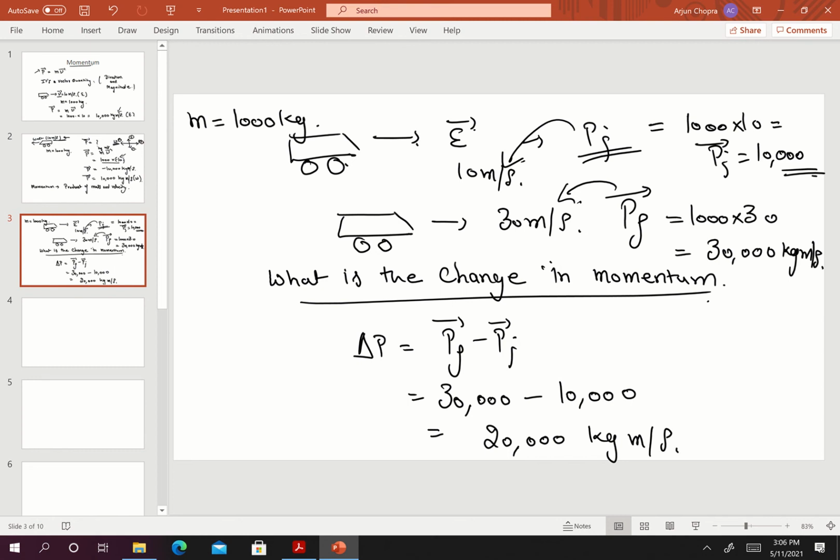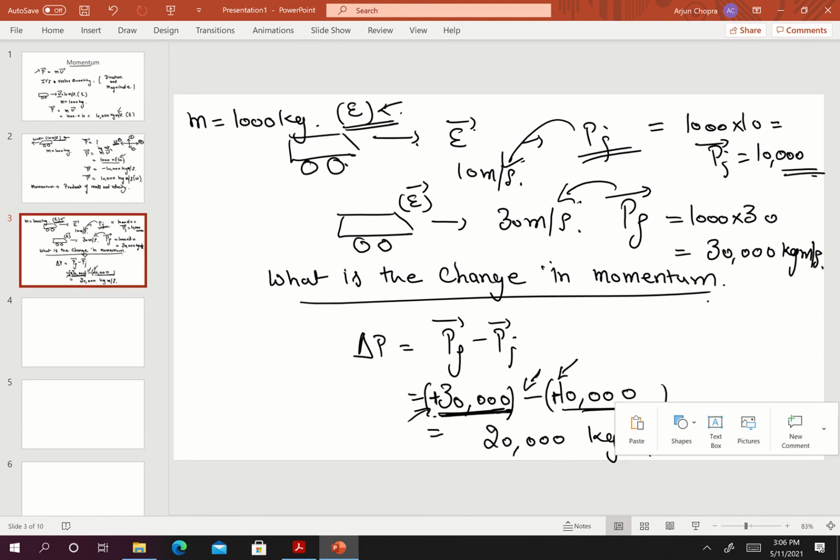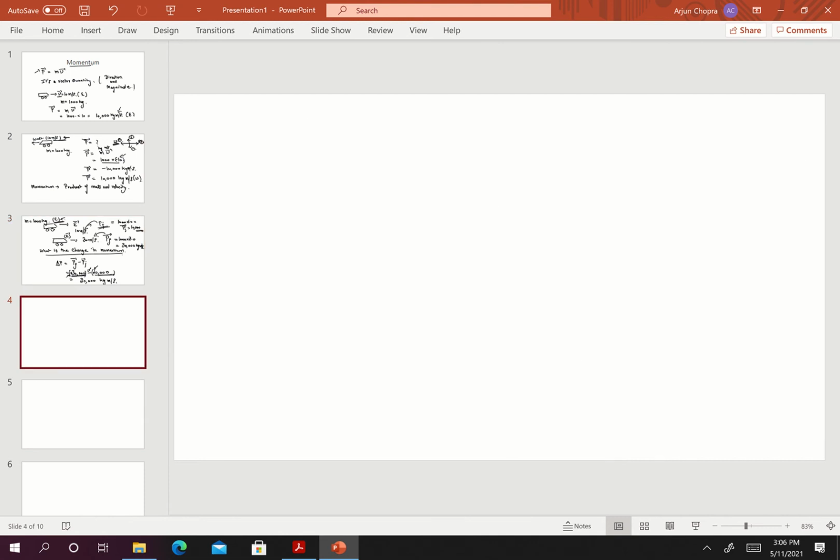And again, in both the cases, I haven't shown the direction, but the car is moving in the east direction. So this is east, so that's why I kept this value as positive, this value as positive. I can place a positive here, and this is already given me as a positive number. I can also show a positive so that there is no confusion, and this negative and a positive will make into a negative number, and then 30,000 minus 10,000 will give me 20,000 kg meters per second as my answer. Now let's complicate this problem.